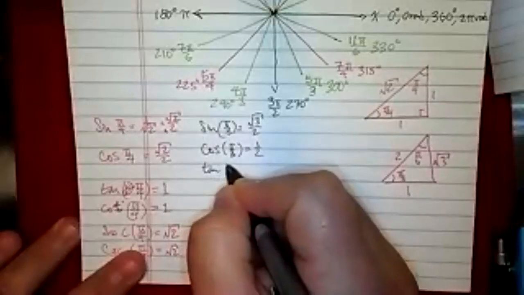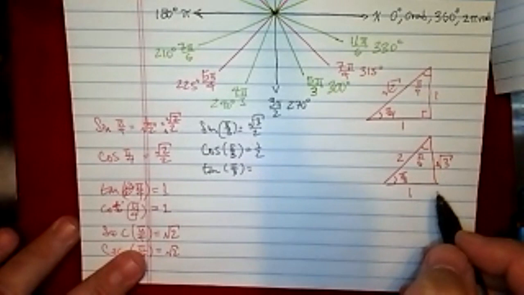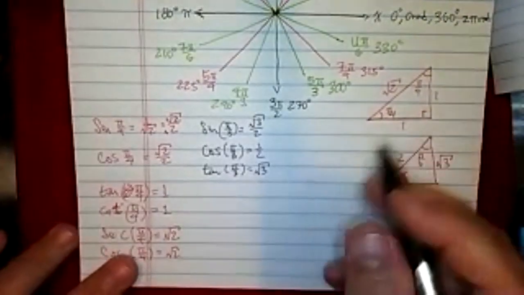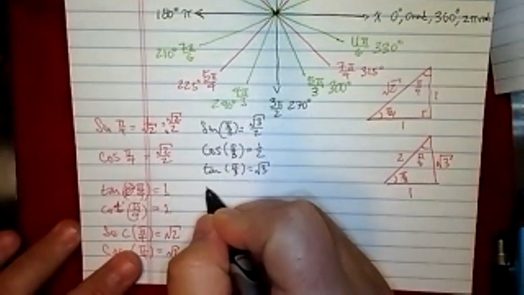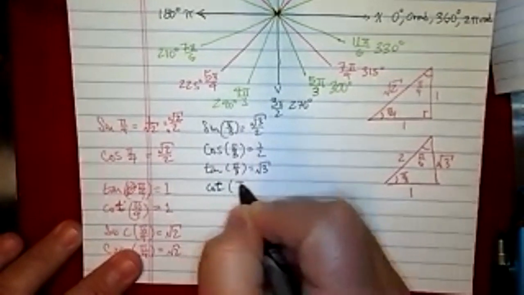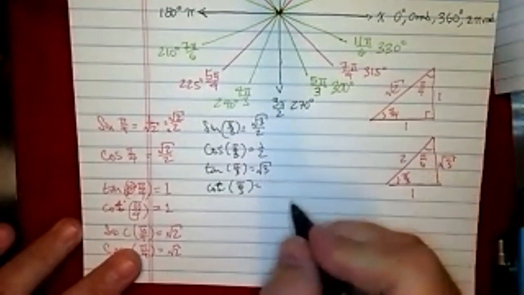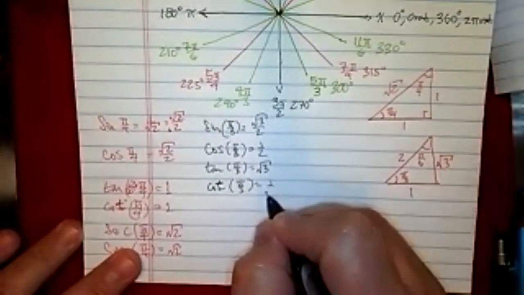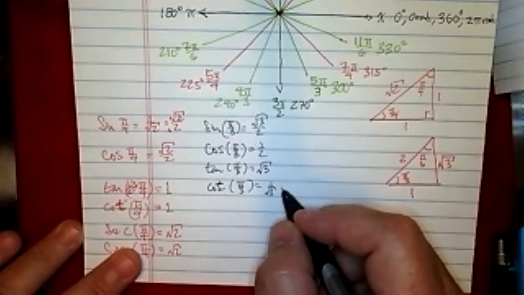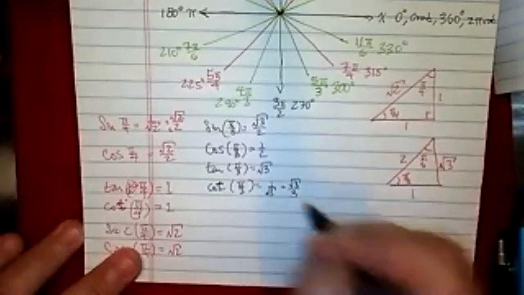Tangent pi over 3 is opposite over adjacent, so that's root 3 over 1, or just the square root of 3, which is like 1.73. Cotangent, whoa, did it again. Cotangent of pi over 3. Now the cotangent is just a flip over of that, so that'd be 1 over the square root of 3, but we don't like square roots in the denominator, so I multiply by square root of 3 over the square root of 3. That becomes the square root of 3 over 3.